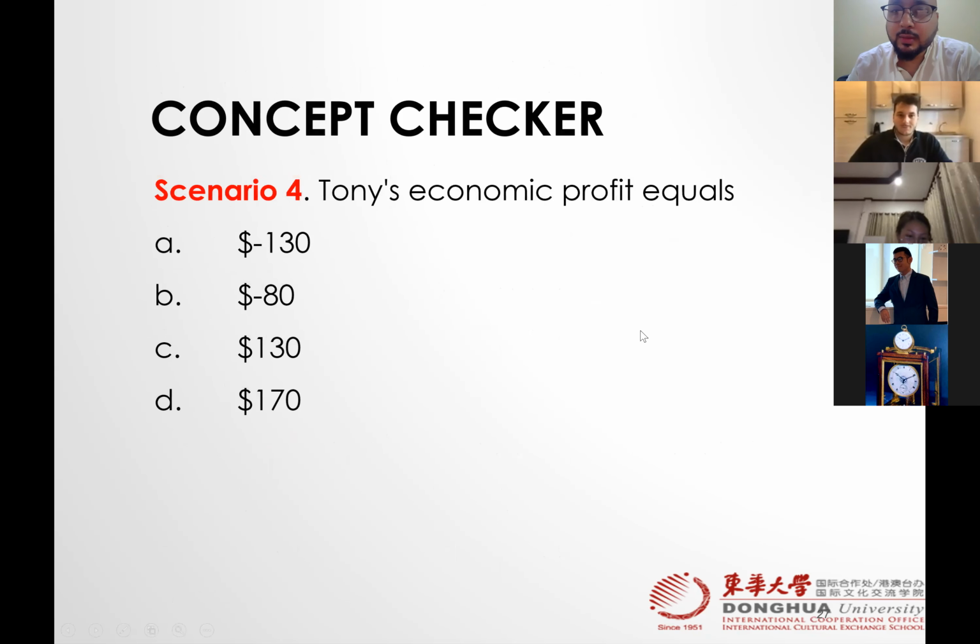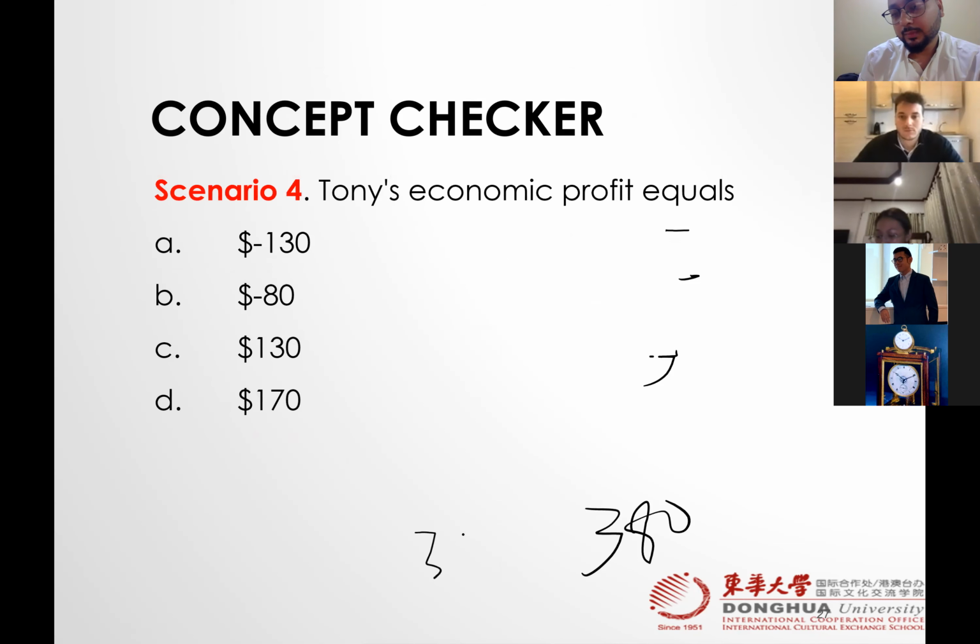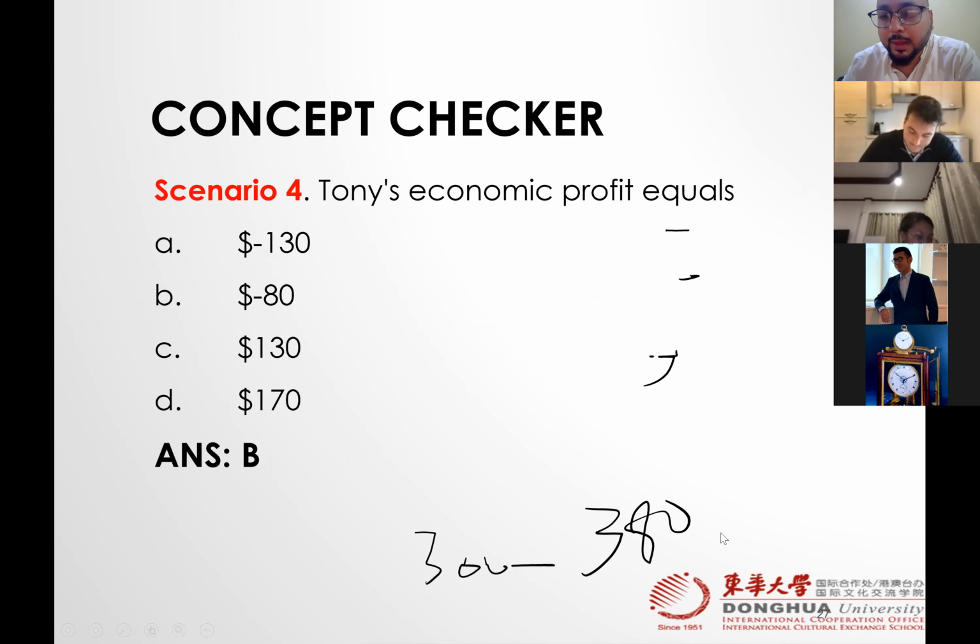Okay, the last one is, what is the economic profit for farmer Tony? We know that its cost is 380. Crop sales would yield 300. Answer would be B, minus 80. So you see, economic profit is always less than accounting profit. We confirmed here, right?